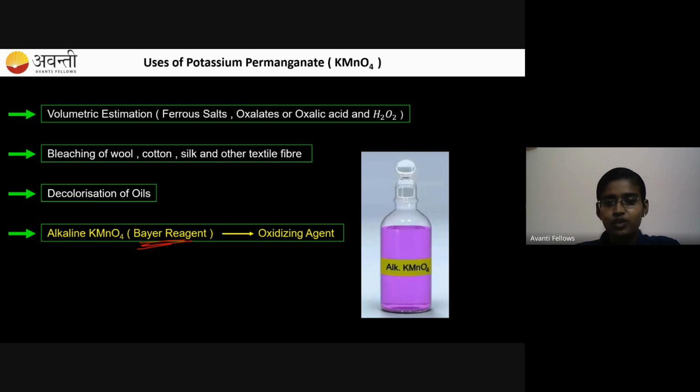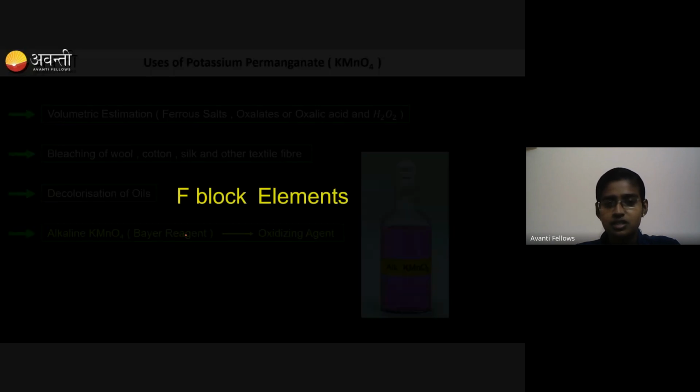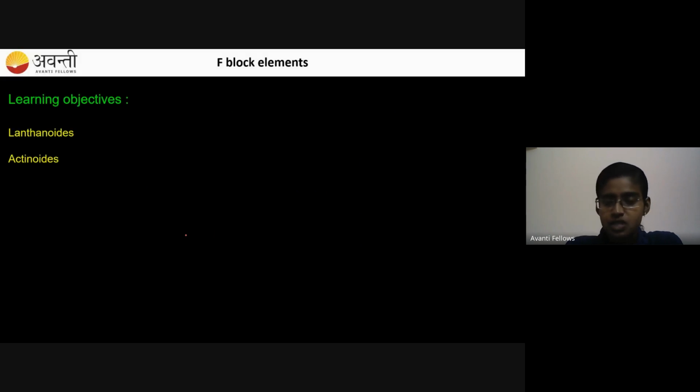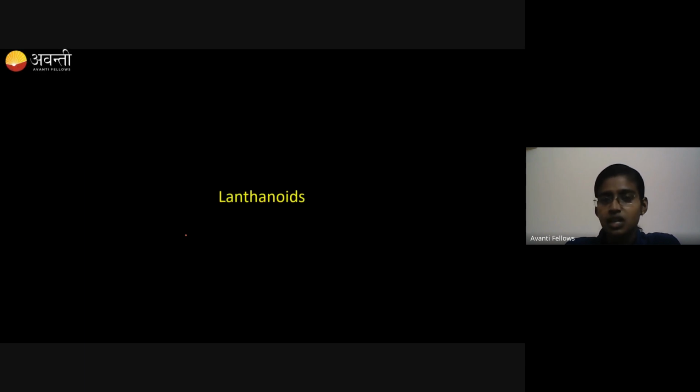Okay, I'll go for F block elements. So the first part of the lesson is over. That is D block, and the second is F block. So F block elements majorly consist of lanthanoids and actinoids. F block elements are called lanthanoids and actinoids. So let's first discuss the lanthanoids and then discuss the actinoids.